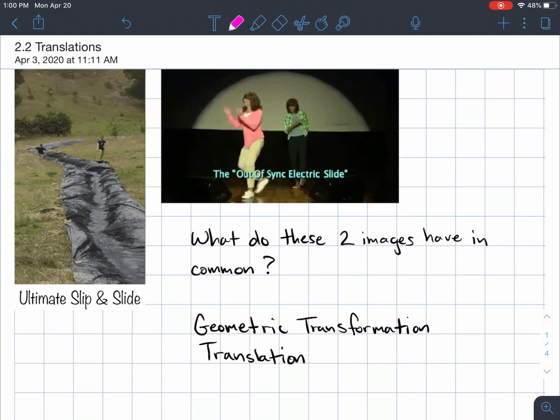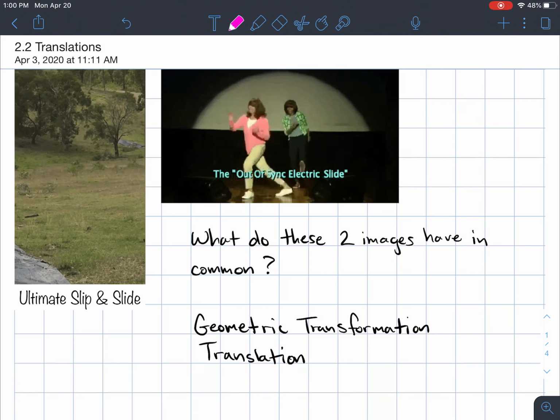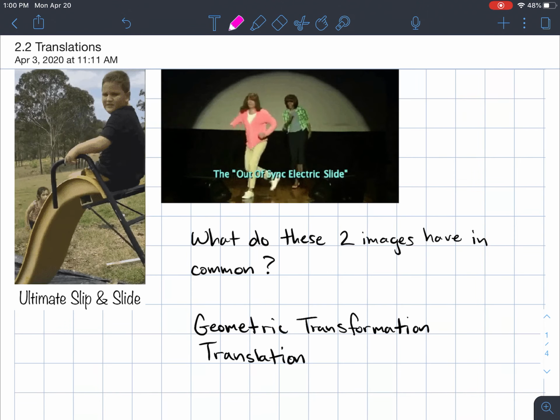And on the video on the right, what kind of dance are they doing? Well, they're trying to do the electric slide, right? That's probably what I would look like, trying to do the electric slide.